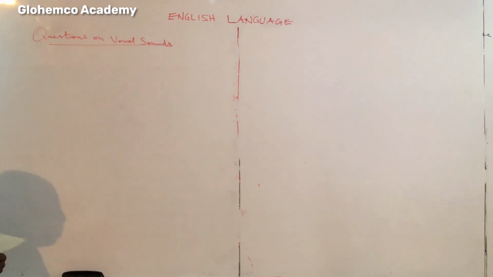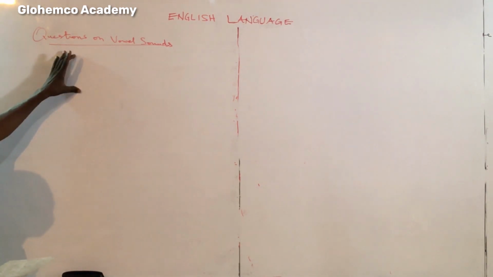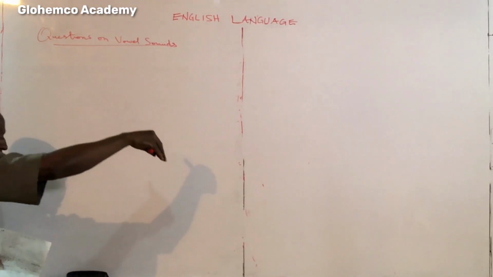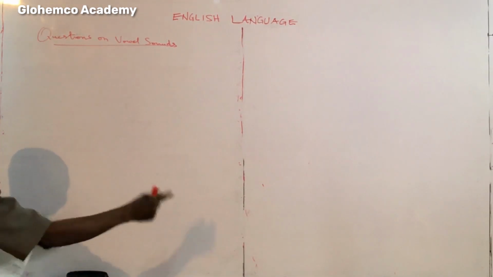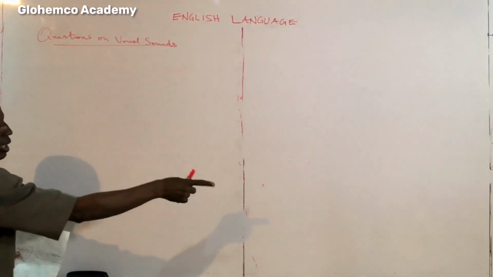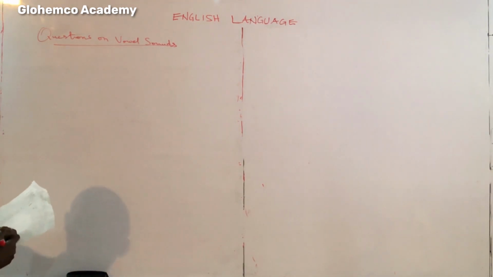With what we have done now, we are through with the tests of orals. We want to now look at vowel sounds and then phonetic symbols. I'll be writing a phonetic symbol, then I will be writing words. Which one carries this phonetic symbol? Let's first of all look at this.